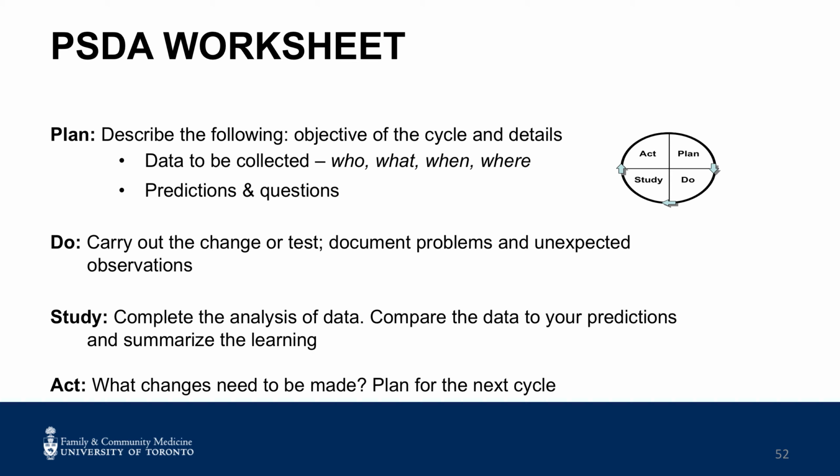PDSA Worksheet. Plan. Describe the following: objective of the cycle in details, data to be collected, who, what, when, where, predictions and questions. Do. Carry out the change or test. Document problems and unexpected observations. Study. Complete the analysis of the data. Compare the data to your predictions and summarize the learning. Act. What changes need to be made? Plan for the next cycle.